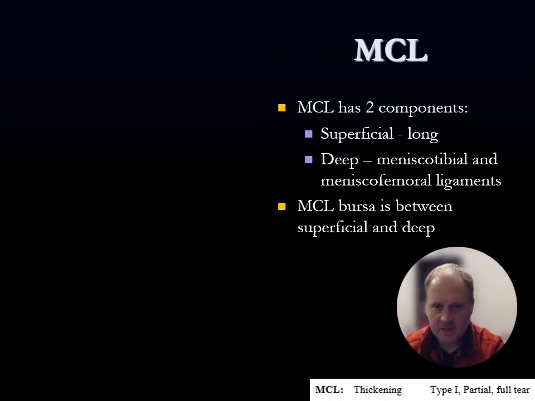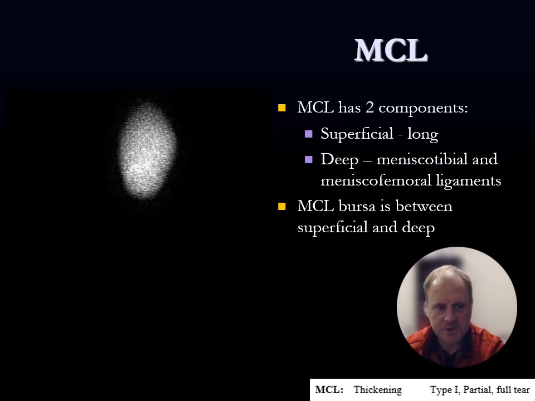Next, I go to the MCL. The MCL has two components. There's a superficial and a deep. The superficial is the long, more superficial ligament that goes all the way across the medial knee, and the deep has what I call the meniscotibial and meniscofemoral ligaments, which are the deep components. And between those two, there is a named bursa, which is called the MCL bursa. So I'll show you how that looks.